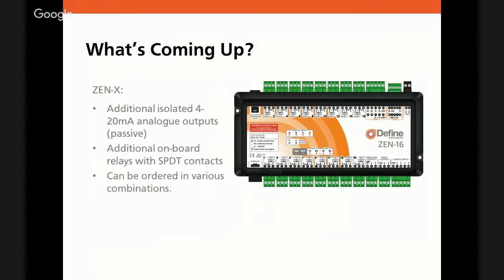We also will be releasing the Zen-X in the future, which will give you the option of additional isolated 4 to 20 milliamp outputs or additional onboard relays. So the Zen-X will be a different configuration. It may be that we sell 8 isolated input modules with an extra 4 analog outputs, giving you a total of 6 analog outputs, and then an additional 4 relay modules, giving you a total of 6 relays, all built into the Zen case. So there'll be several different ordering options that we'll give you, and that should be coming up in the near future as well.